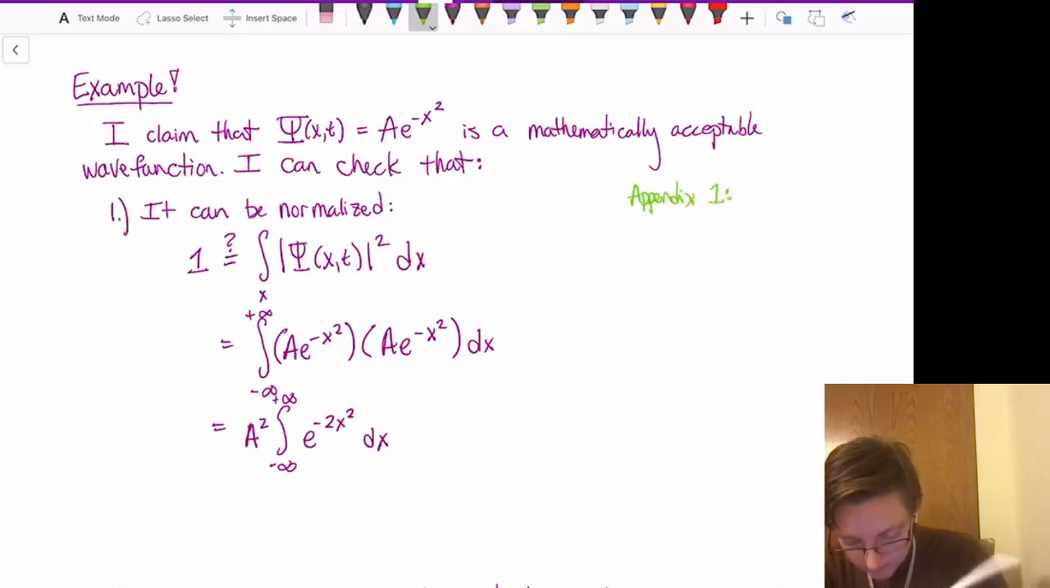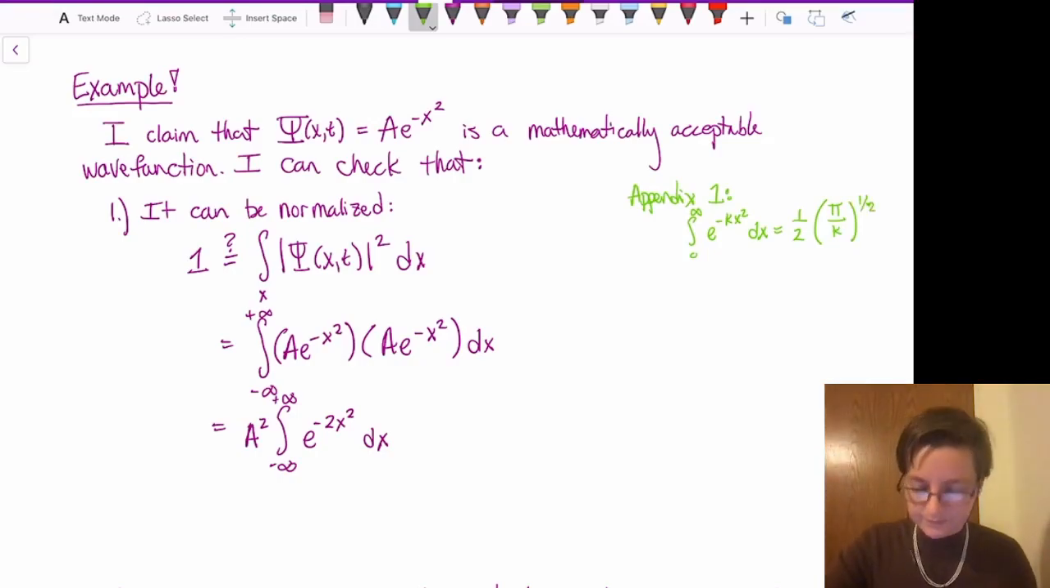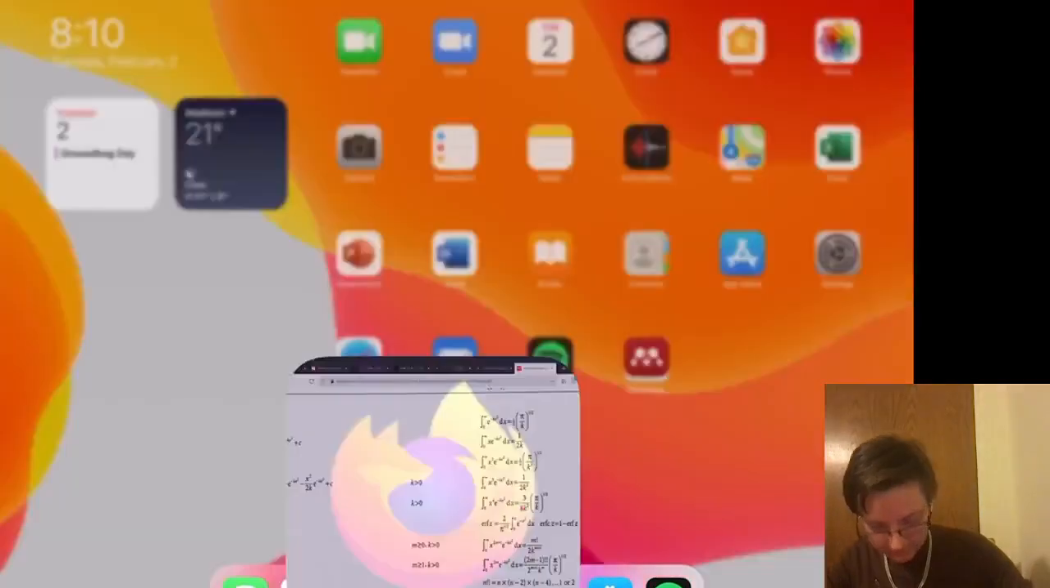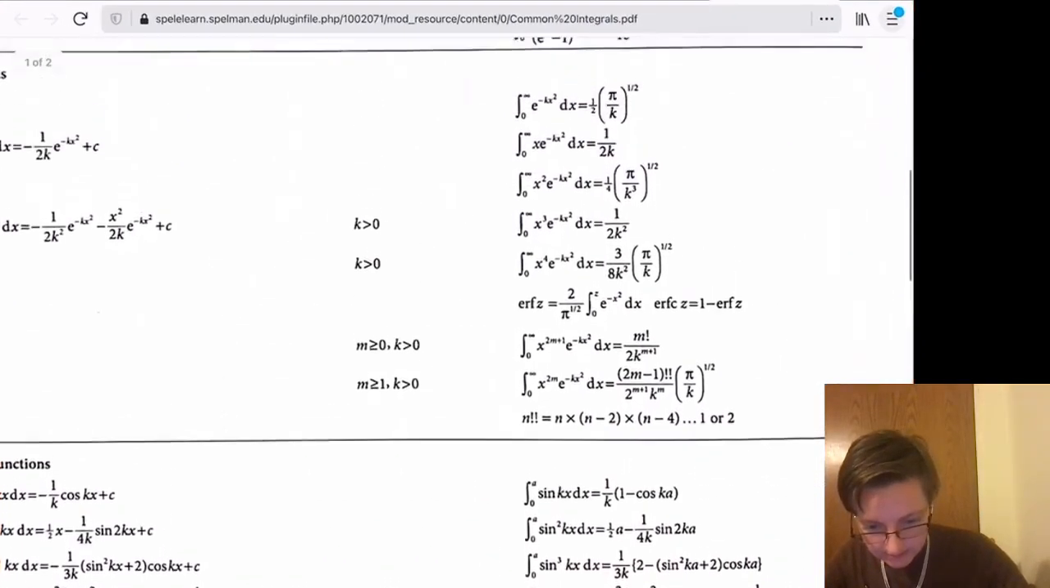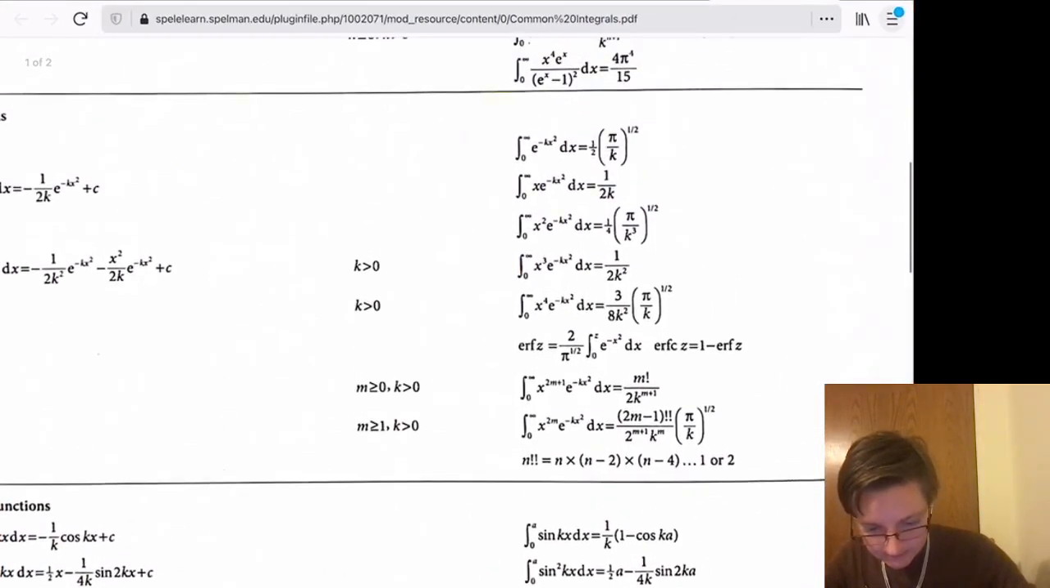So Appendix 1 tells us that the integral of a Gaussian of the form e to the negative kx squared dx is equal to 1/2 times pi over k to the 1/2 power. And I'm going to double check myself just in case. Yep, I think I got that right.